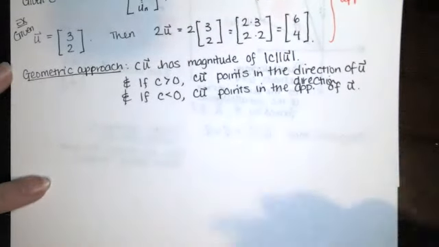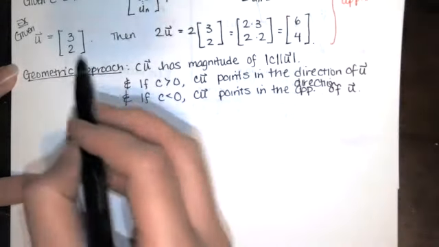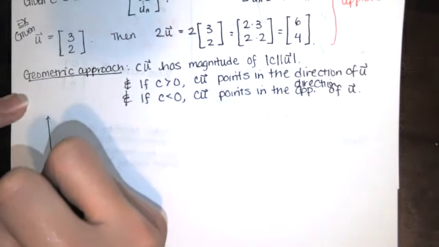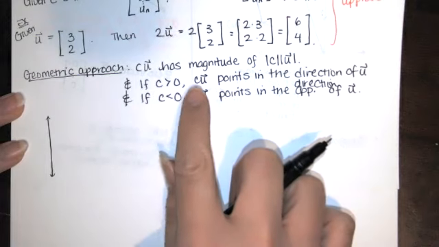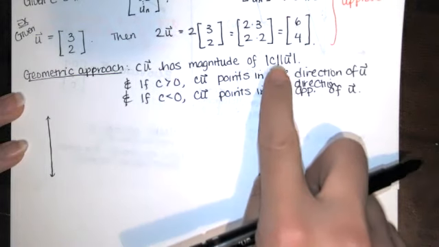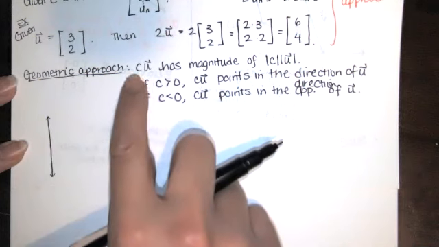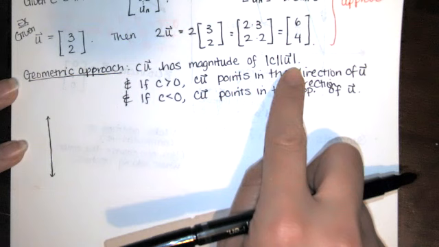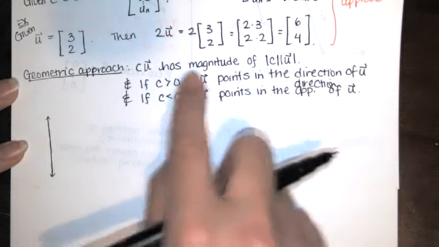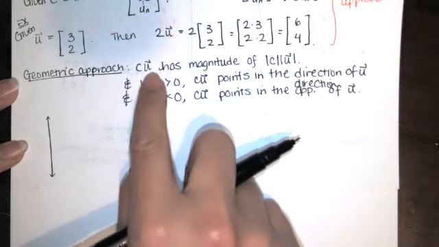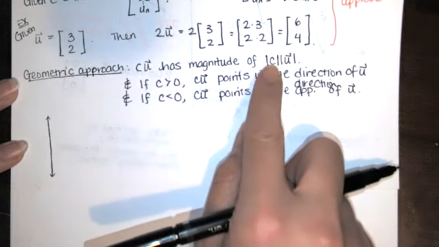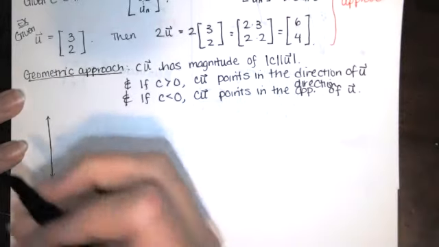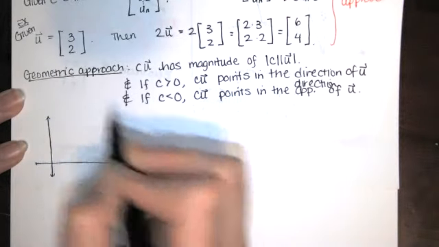Okay, so let me give you a concrete example. With this vector 3, 2, if we multiply it by 2, according to this, the magnitude of c times u is the absolute value of c times the magnitude of u. Now, we haven't talked about how to find the magnitude of u yet, so I guess we need to do that first. So here's our vector u.